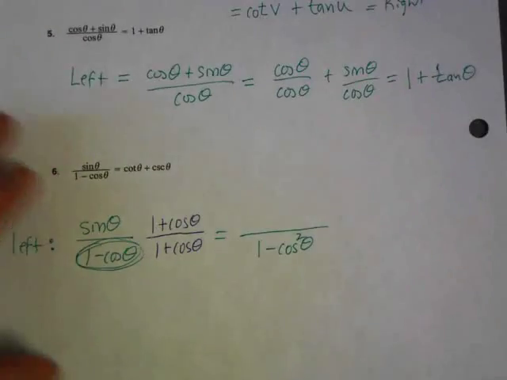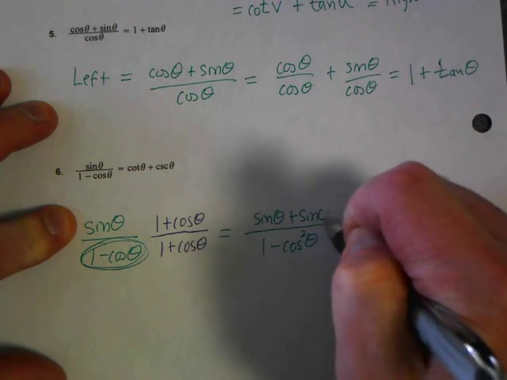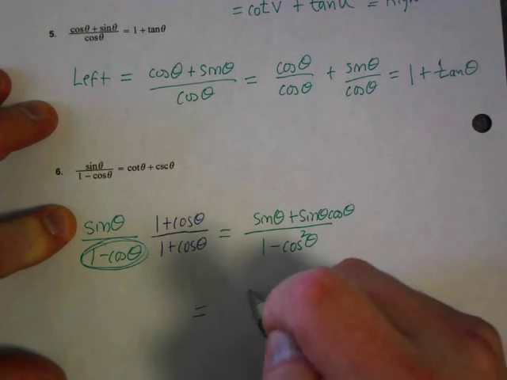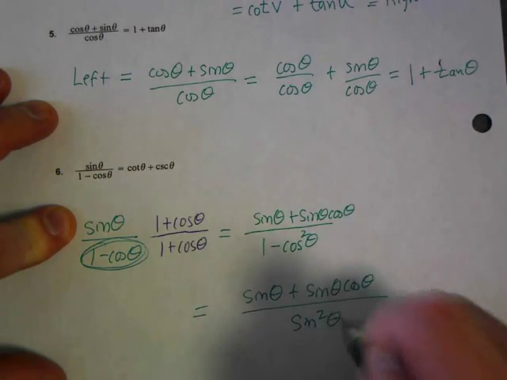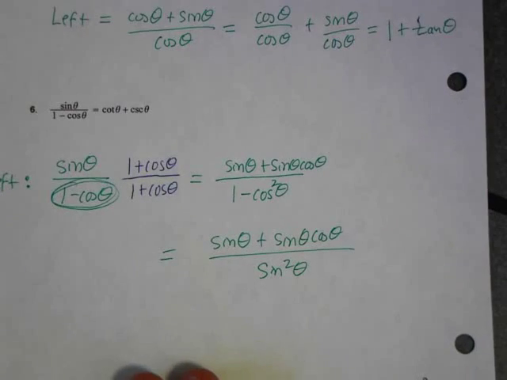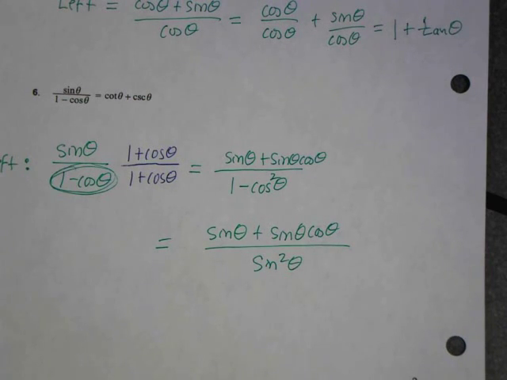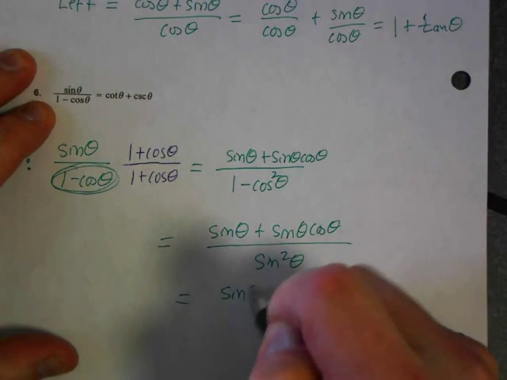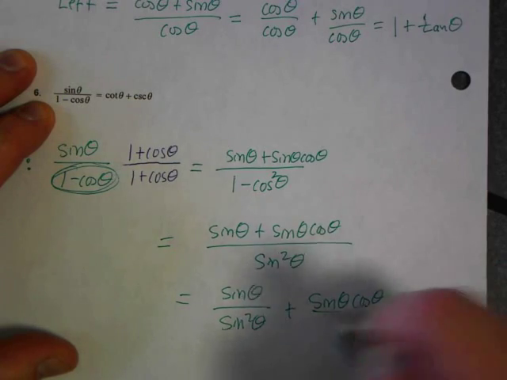All right, up on top, I guess I'll just distribute. That's going to be sine theta plus sine theta cosine theta. So this is sine theta plus sine theta cosine theta divided by sine squared theta. Now we're almost done. What can we do now? Could you break it up? Now I can split on the numerator. You can split on the numerator when you have an add or subtract, but not on the denominator. So I'm going to split it up. That's sine theta over sine squared theta plus sine theta cosine theta over sine squared theta.